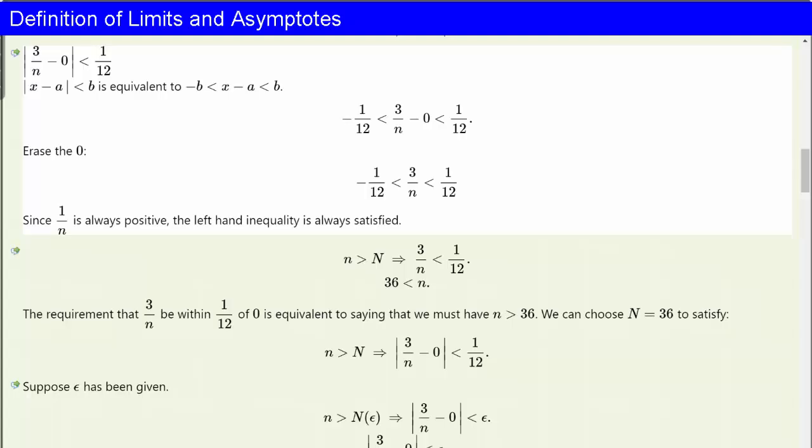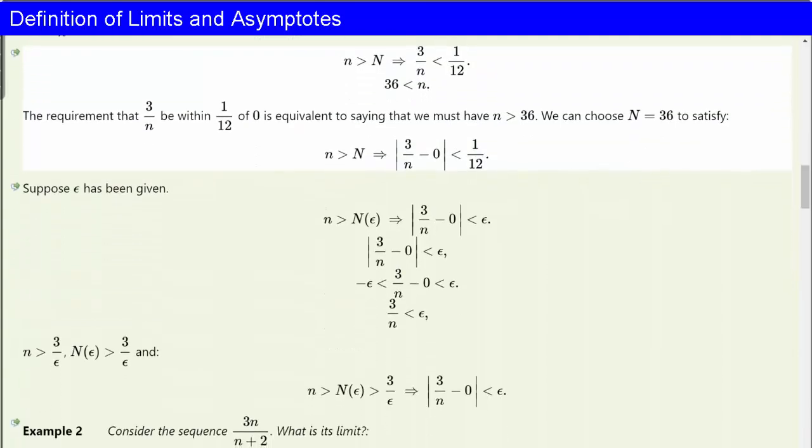This allows us to restate the desired inequality as 3 over n minus 0 is bigger than minus 1/12 and less than 1/12. And of course you can erase the 0 and write 3 over n must lie between minus 1/12 and 1/12. And since 1 over n is always positive, the left-hand inequality is always satisfied.